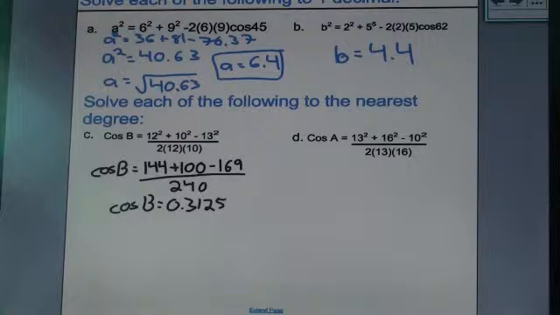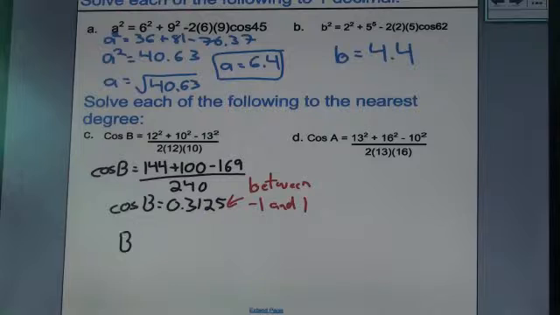Now, here's a good little test for you. The cosine of any angle cannot be greater than 1. Always, it should be between 0 and 1. If you get a number bigger than 1, or I guess between -1 and 1, you can have a negative if it's an obtuse angle. But if you have a number bigger than 1 or less than -1, then you have made a mistake and you should go back and check your math.